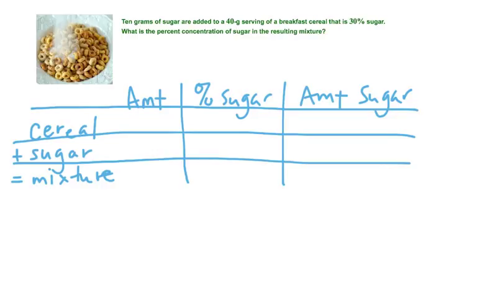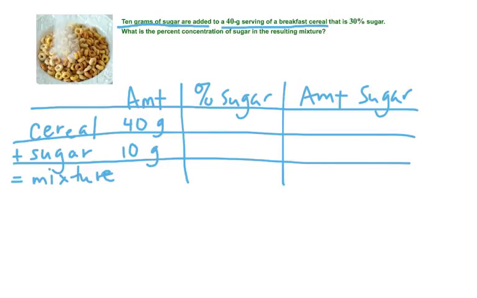It looks like I have a 40-gram serving of breakfast cereal. Let's underline that. So my amount of cereal is 40 grams. And I'm adding 10 grams of sugar. So those are things that I know. 10 grams of sugar are added. And what else do I know?